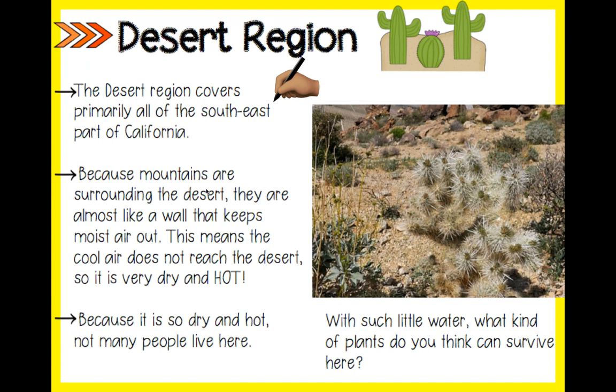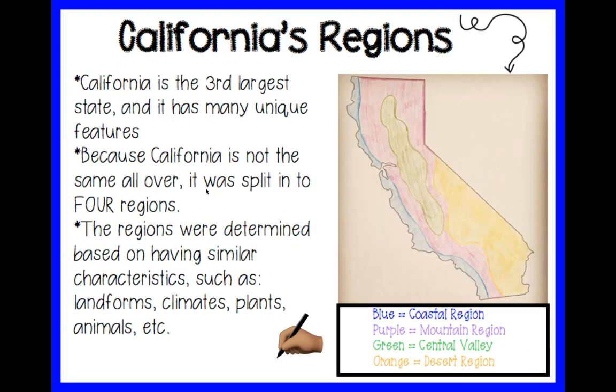So now we're going to turn to a new page and make sure you write desert region on the top. And let's get started. So the desert region covers primarily all the southeast part of California. Remember that map I showed you in the beginning? So let's go back to that map. So we have that map here. The desert region is all the orange region. So if you're taking a look at it, it's on the other edge. It's closer to the different states' borders. And that is the desert region.